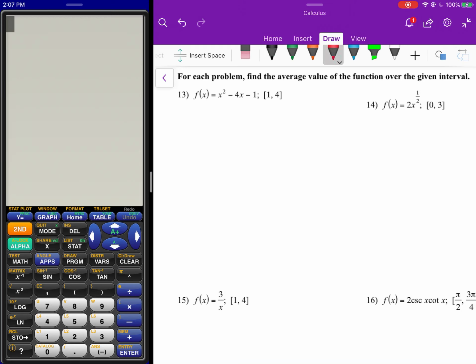All right, for these last few questions, it says, for each problem, find the average value of the function over the given interval. All right, well, the average value is simply going to be, I'll just put it right in here, hopefully. The average value is 1 over the interval, so b minus a, times the integral of the function from a to b.